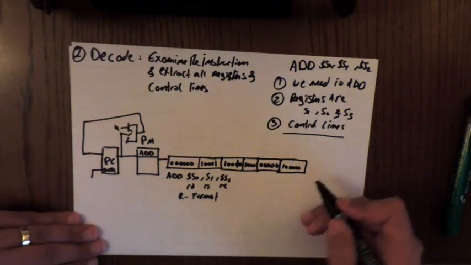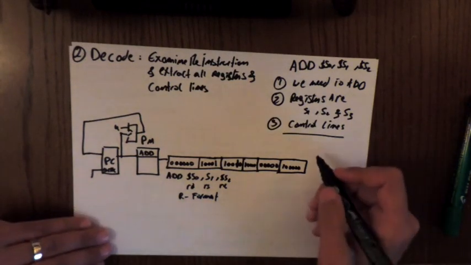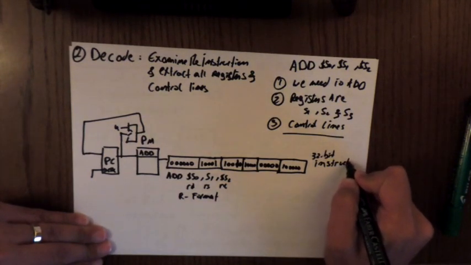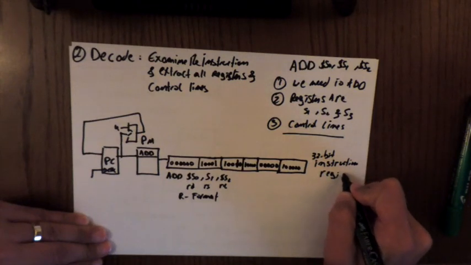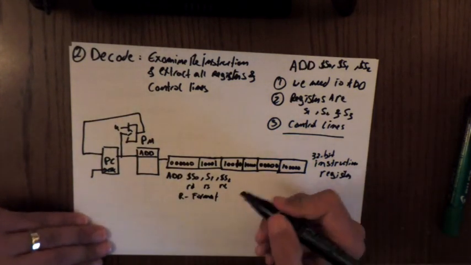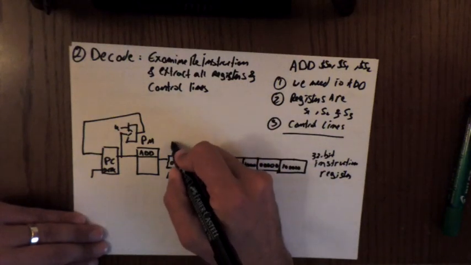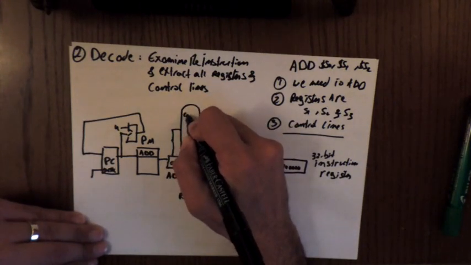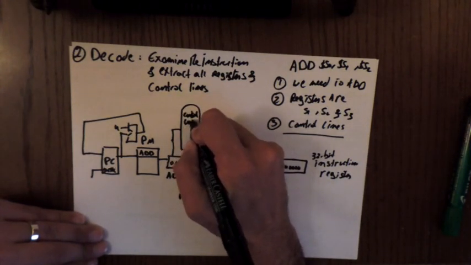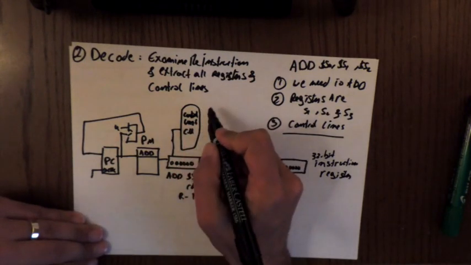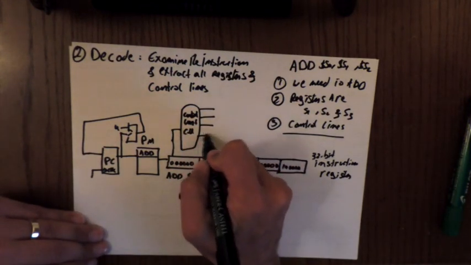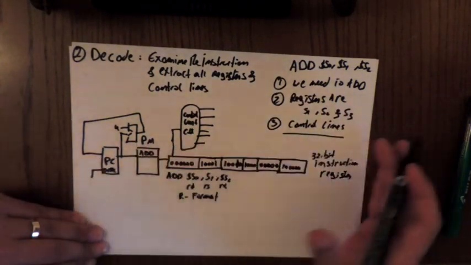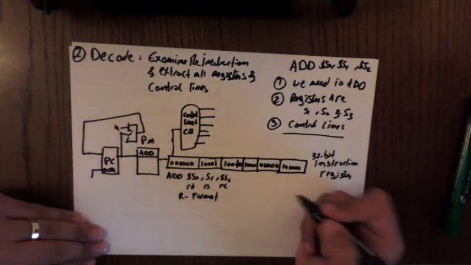Now from this instruction written in binary, this is a 32-bit instruction register. Of course this is the opcode. This will go into something called a control unit, or CU, and from the control unit I will have all my control lines. The role of the control lines is to control what will happen in the data path. So we're going to leave it floating like this.